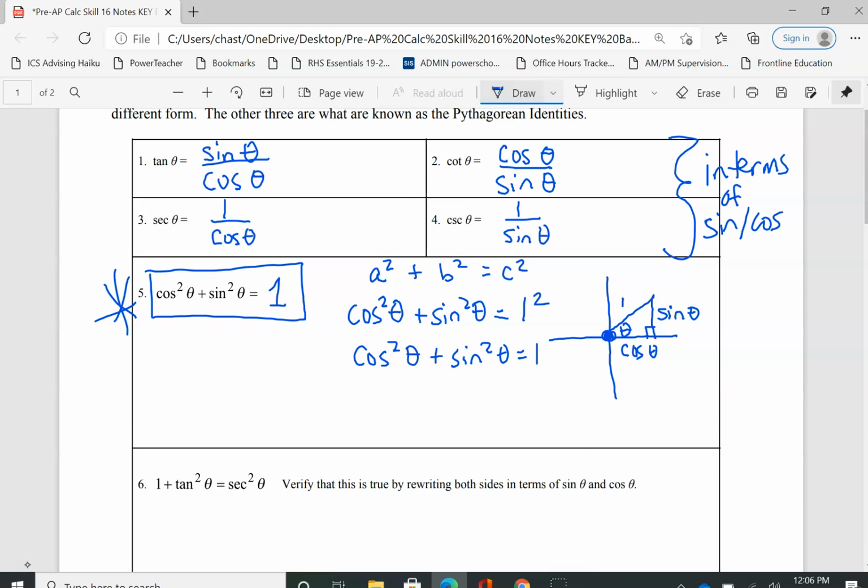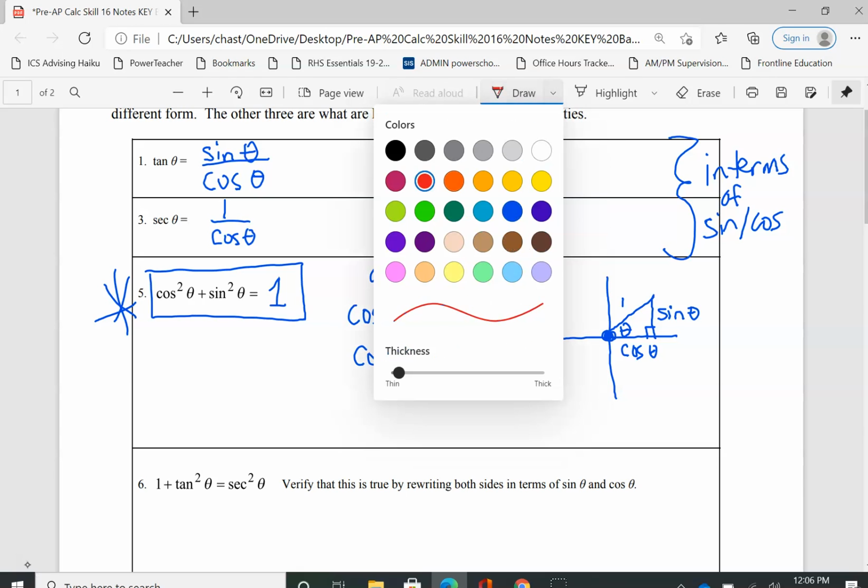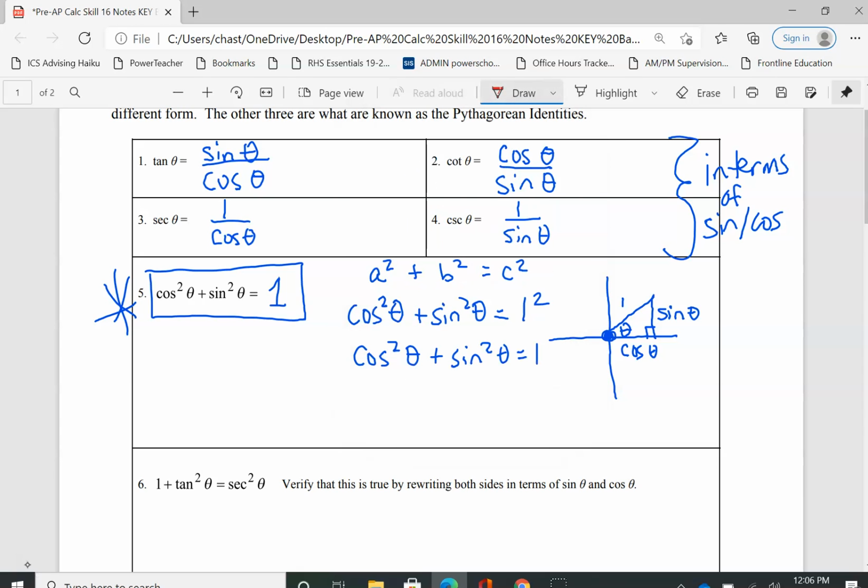Now, I do want to draw a couple of corollaries from here. Knowing that this is true, if we subtract sine squared from both sides, we could say that cosine squared theta is equal to 1 minus sine squared theta. And we could say that sine squared theta is going to be 1 minus cosine squared theta. If I were to solve for sine squared, I would subtract cosine squared from both sides. So I just wanted to point those out. These are a couple of auxiliary ones that we could have.